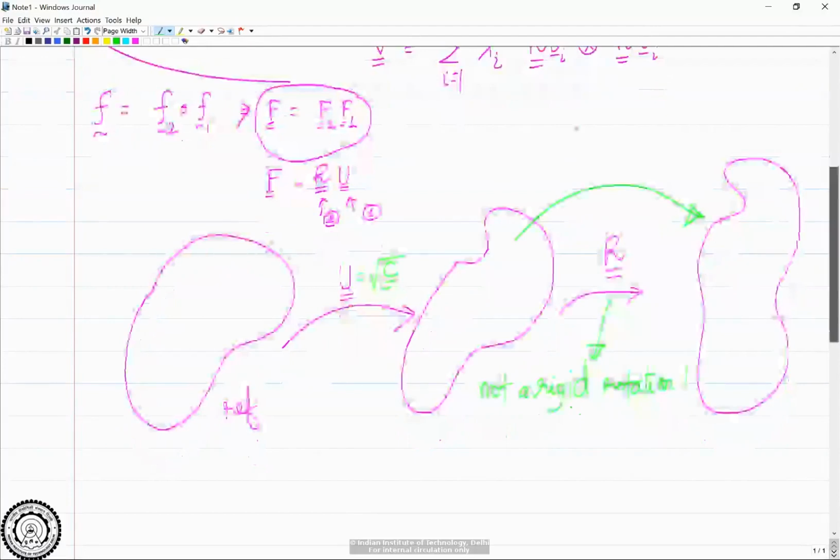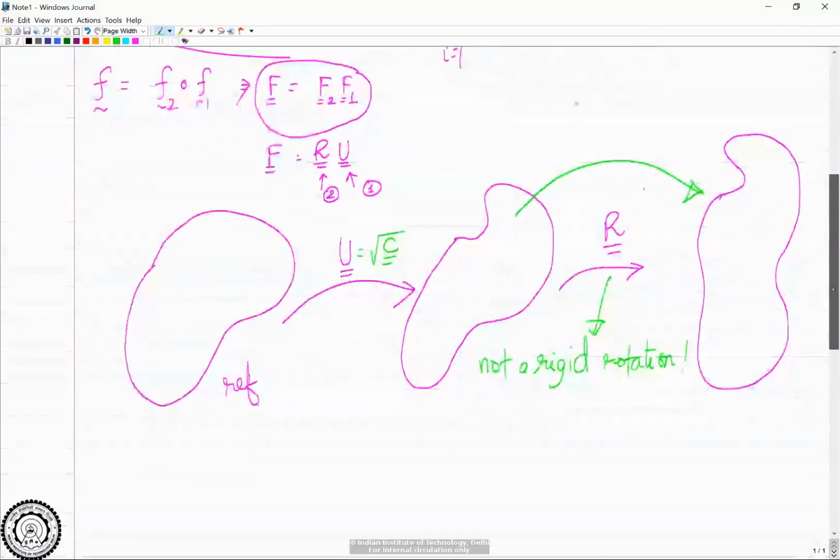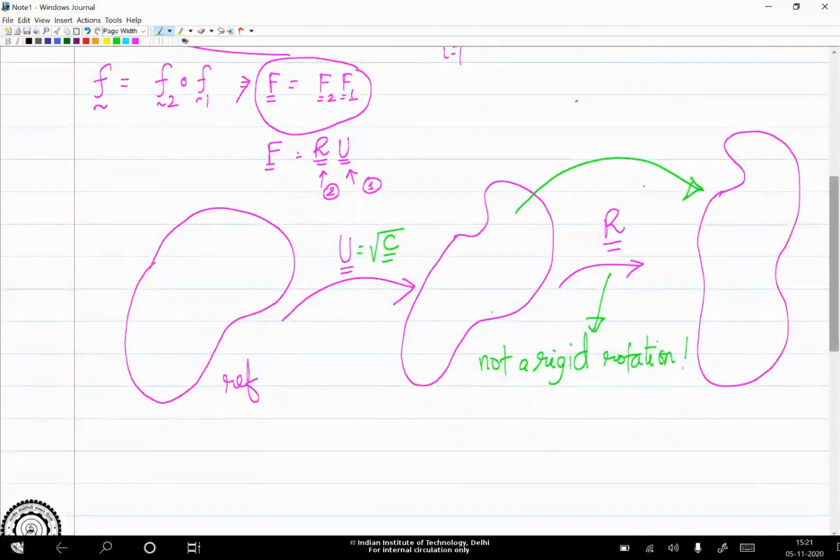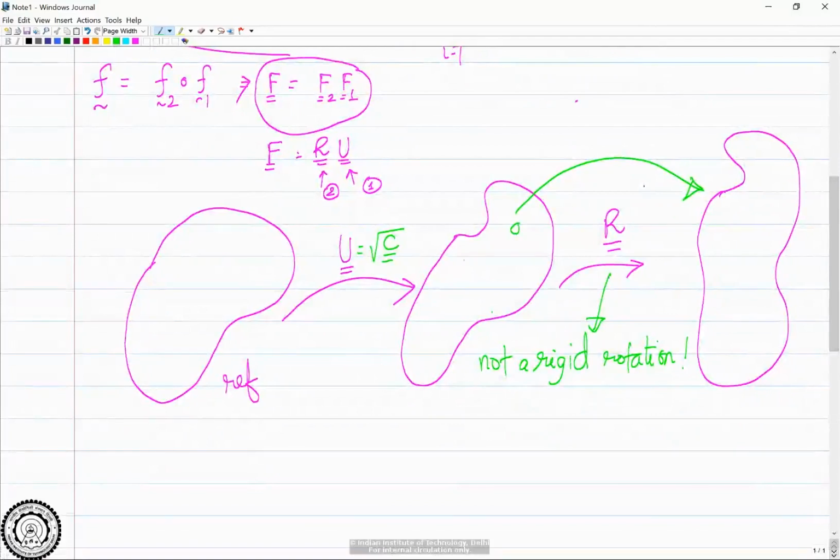I mean, a rigid rotation, our sir had told that for rigid motion, all the points in the body should have the same translation and rotation. But here, since we are studying it from point to point, it can differ. Correct. Yeah, you are right. Very good. So what Niranjana is saying is that for rigid rotation, every volume or every neighborhood of a body should undergo the same rotation. Every part of the body has to undergo the same rotation. Then only we call it rigid rotation.